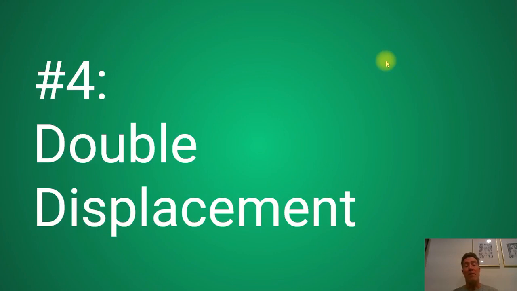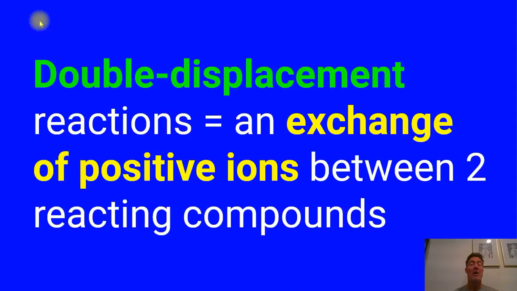The fourth type of reaction is known as a double displacement. Just like we saw in single displacement, where one metal replaces another metal, or one element replaces another element, here we're going to have a double switch. It's an exchange of two positive ions between the reacting compounds. So single displacement was a displacement of a cation by a metal. Here now we're going to have an exchange of both cations.